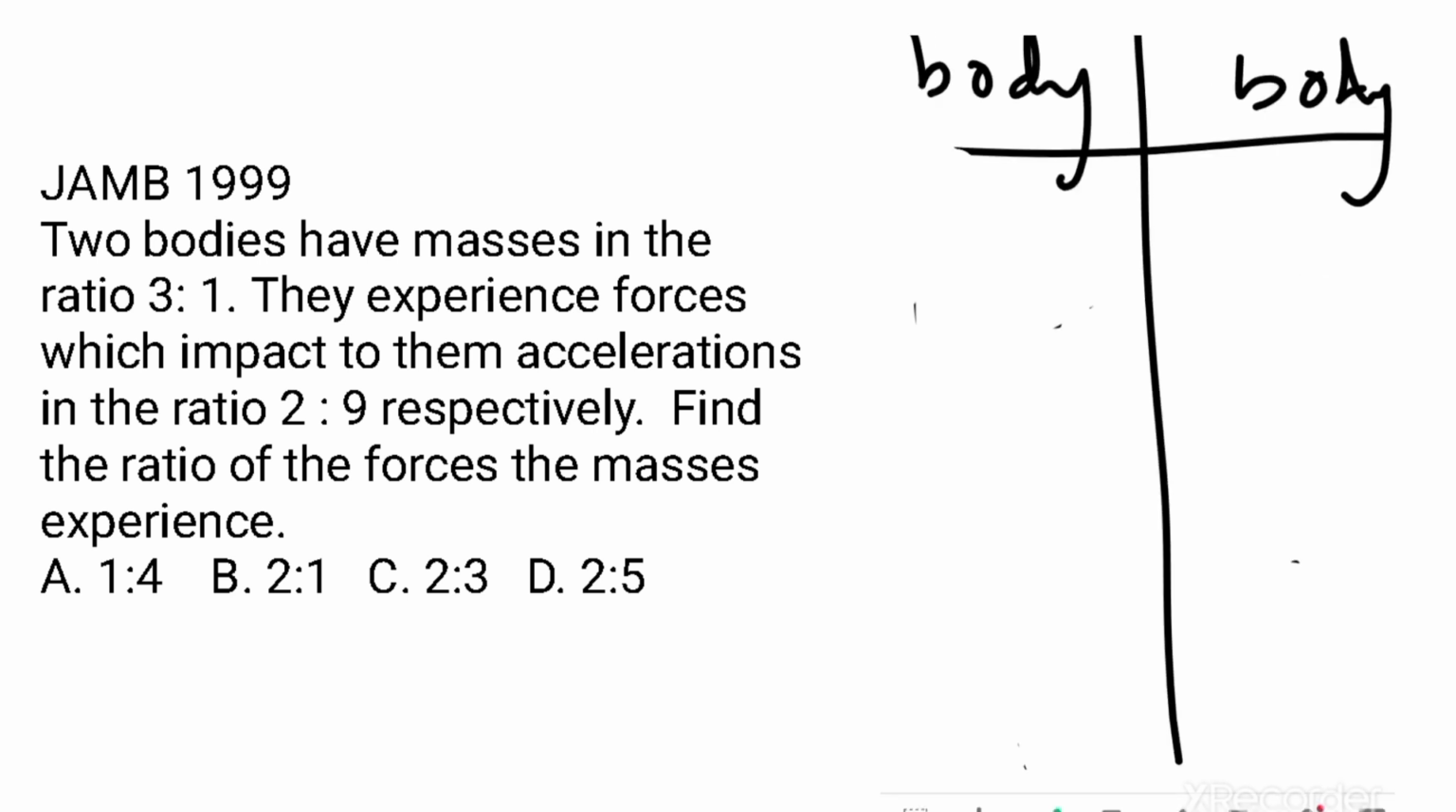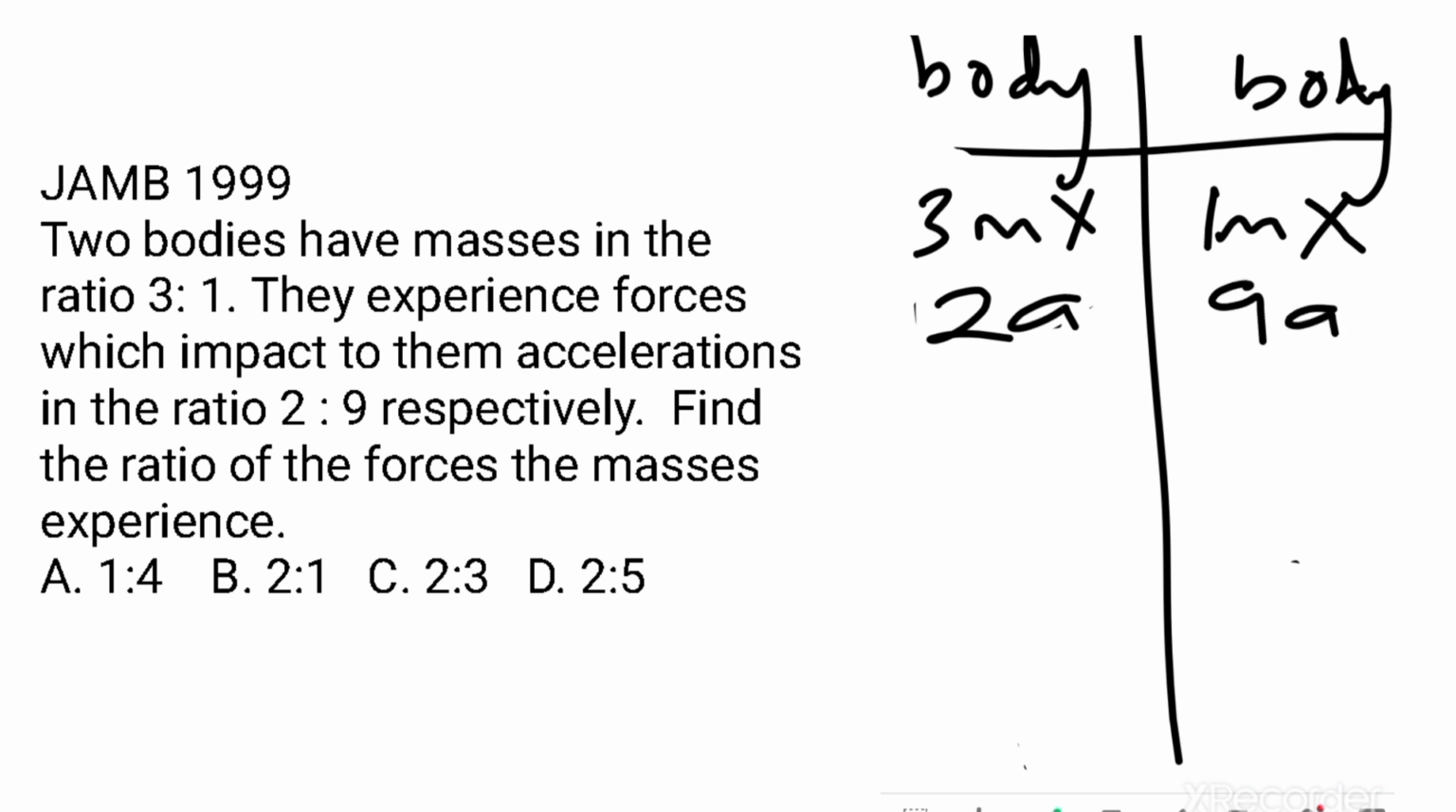Since we are looking for the ratio of the forces, for the first body, we are going to say force is the product of mass times acceleration. So this mass 3m times the acceleration 2a. Then for the second body, the mass is 1m, and the acceleration is 9a. So force for the first body is going to be 6, then mass and acceleration. For the second body, we are going to have 9, then mass and acceleration.